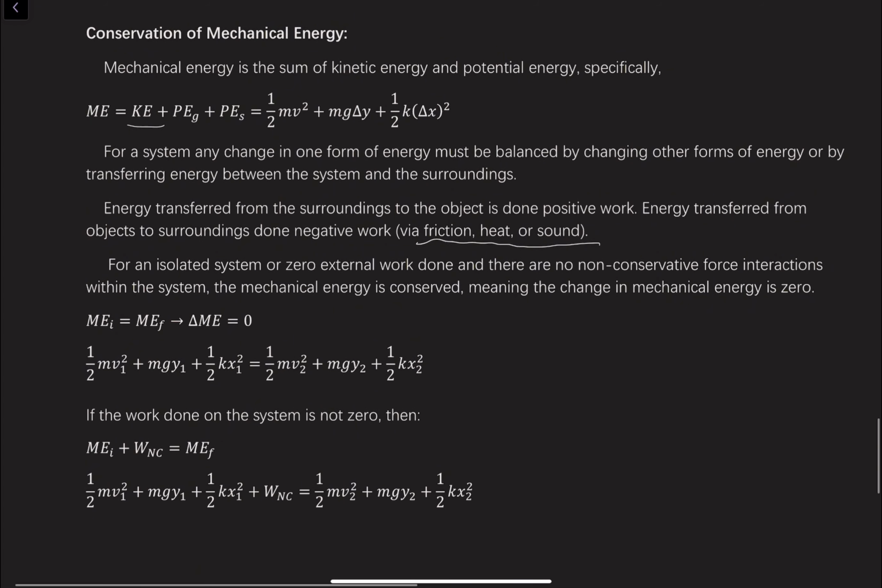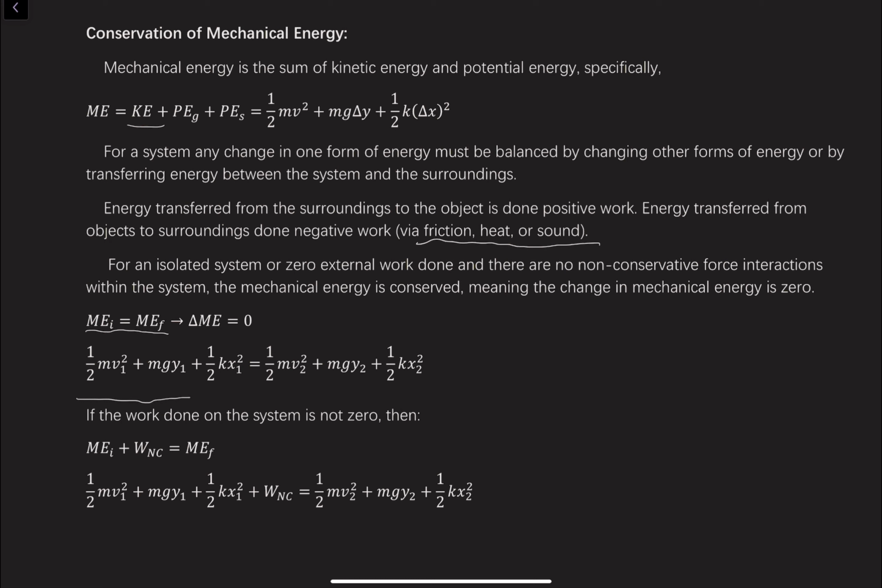So let's talk about an isolated system. A system is isolated if mass cannot leave the system, and the energy also cannot leave the system, which means the mechanical energy is conserved. So for an isolated system, or zero external work done, with only conservative force interaction within the system, the mechanical energy must be conserved, which means that the change in mechanical energy is zero. So mechanical energy initial equals mechanical energy final.